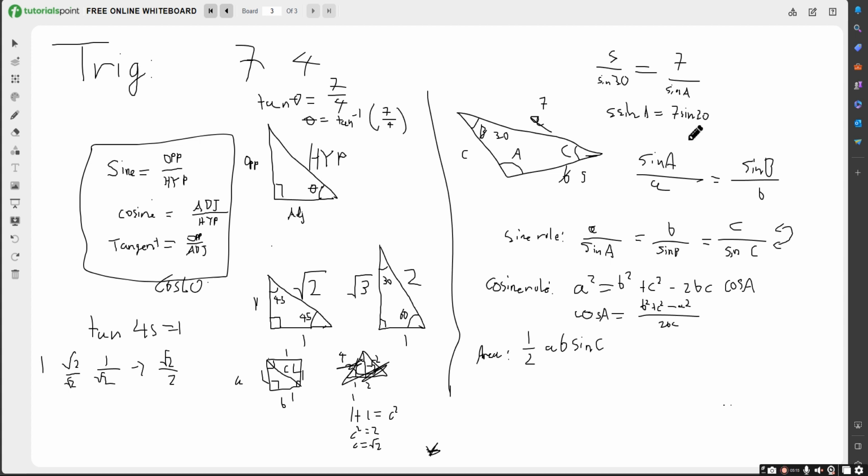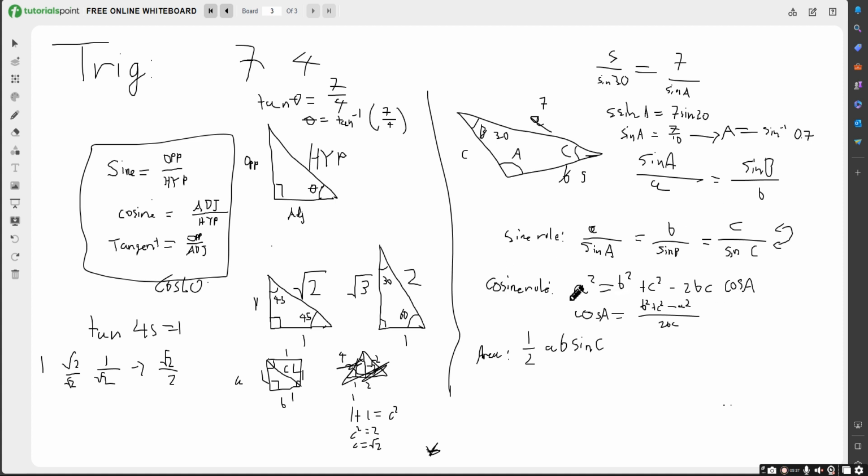We also conveniently know what sine 30 is because sine 30 is 1 over 2, so therefore we know that sine A equals 7 divided by 2 divided by 5, so 7 over 10. So therefore, A equals sine to the negative 1 of 0.7. So you can use that.